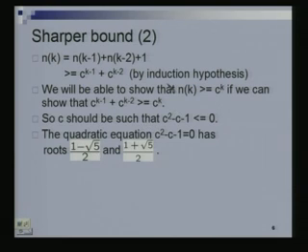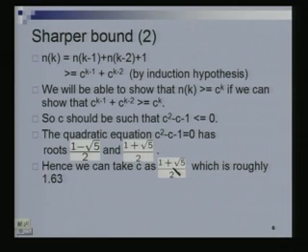But I want as large a c as possible. So, I will take 1 plus root 5 by 2, which is roughly 1.63. Right. This quantity is also known as the golden ratio. Okay. So, we will see this more often perhaps.